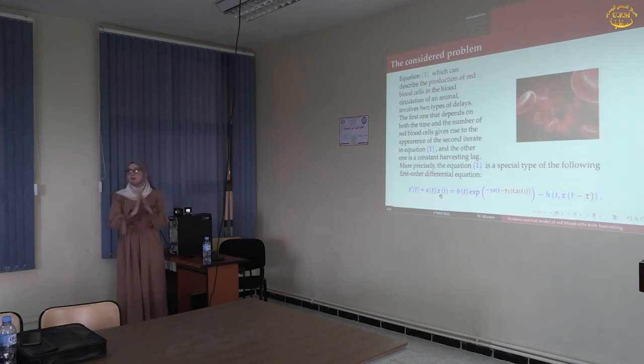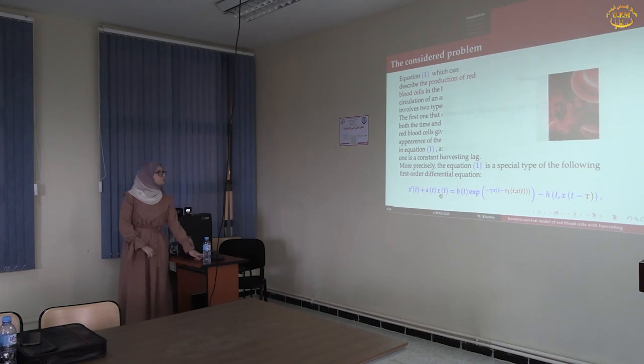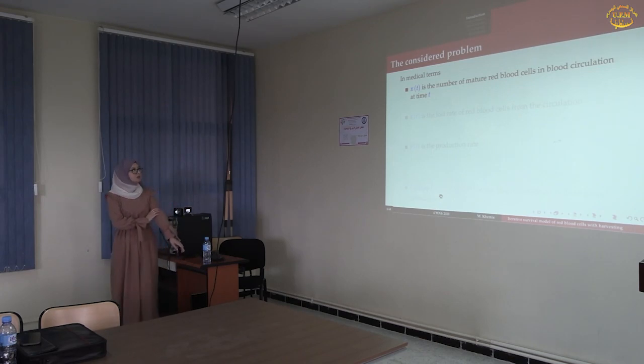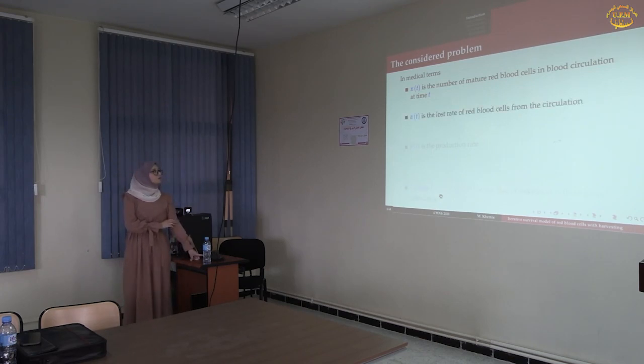Equation 1, which can describe the process of making red blood cells in the blood circulation of an animal, involves two types of delays. The first one depends on both the time and the number of red blood cells, and the other is a constant harvesting lag. More precisely, equation 1 can be considered as a particular case of the following first-order nonlinear delay differential equation, where x of t is the number of mature red blood cells in blood circulation at time t, A of t is the loss rate of red blood cells from the circulation, B of t is the production rate.